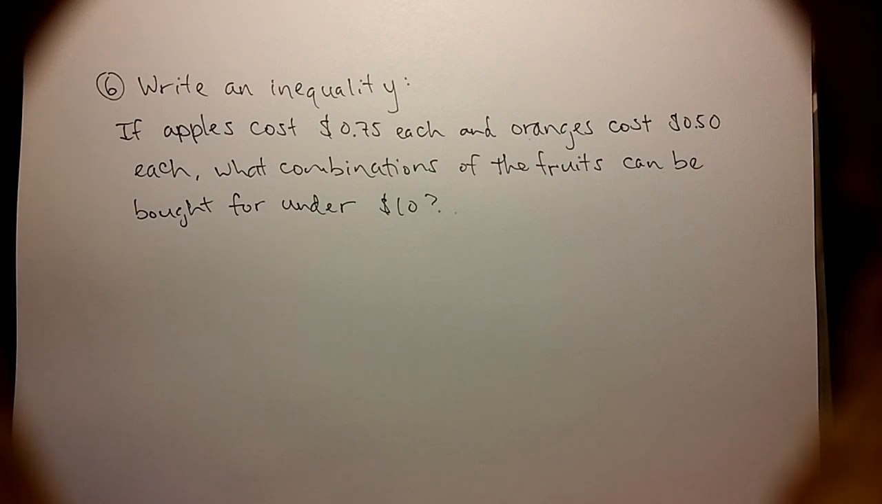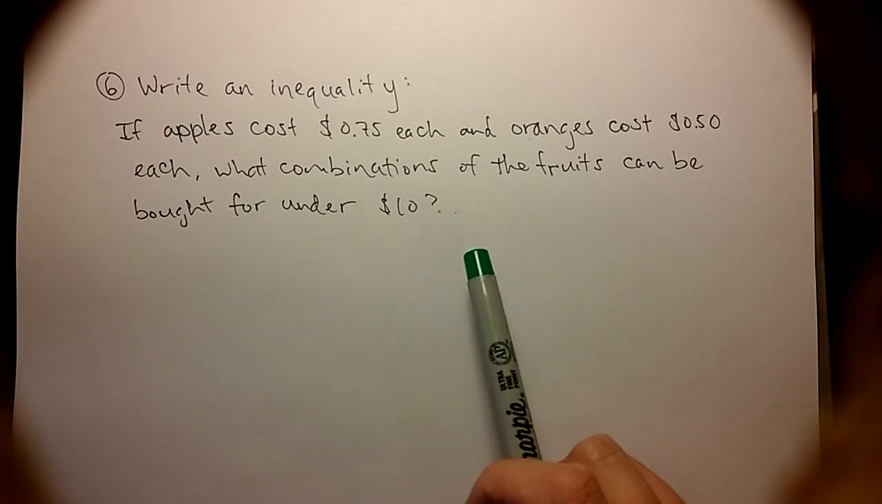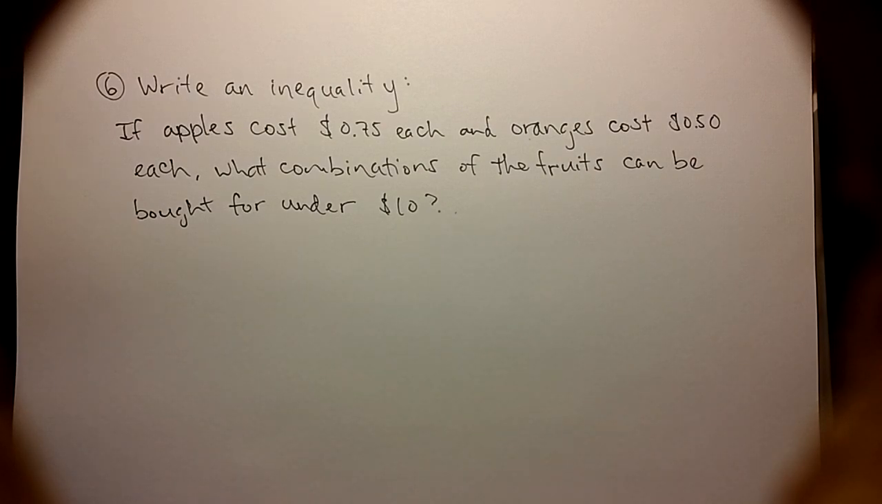So this is number 6, and it asks us to write an inequality to represent the situation that it describes. It's telling us the cost of apples and the cost of oranges, what they each cost. And then the question is, what combinations of the fruits can be bought for under $10?